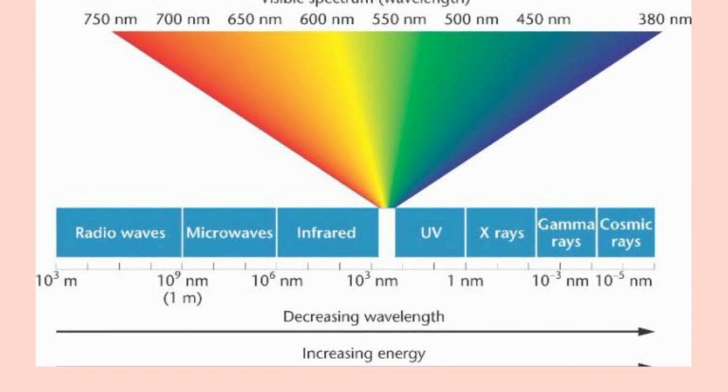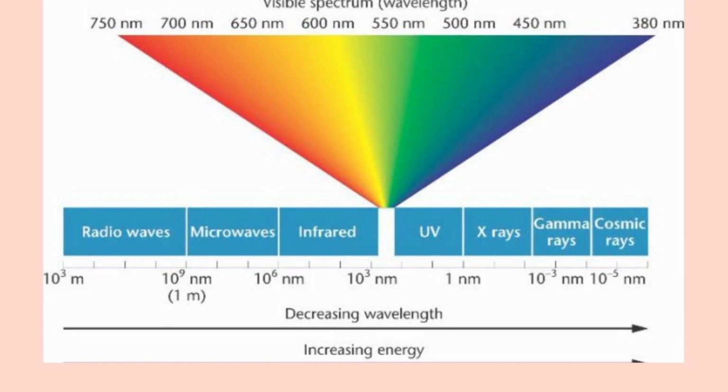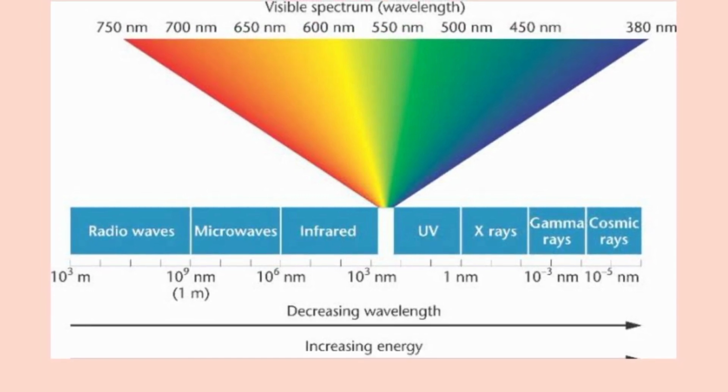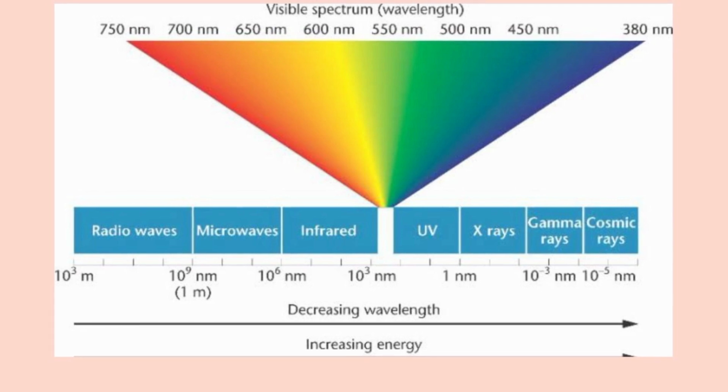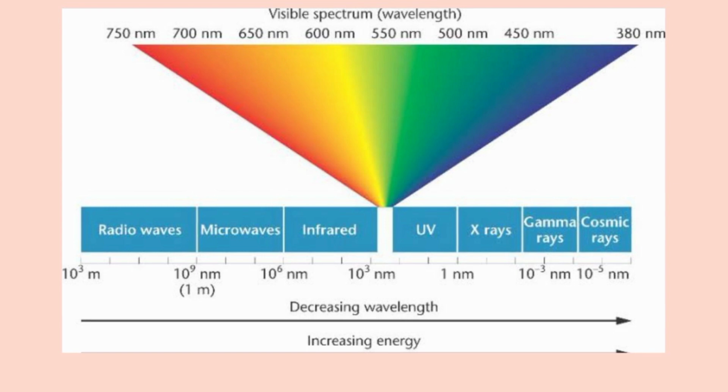We must also understand that the longer the wavelength, the lower is the frequency. So radio wave, having the longest wavelength, has the lowest frequency. And cosmic ray, having the shortest wavelength, has the highest frequency.